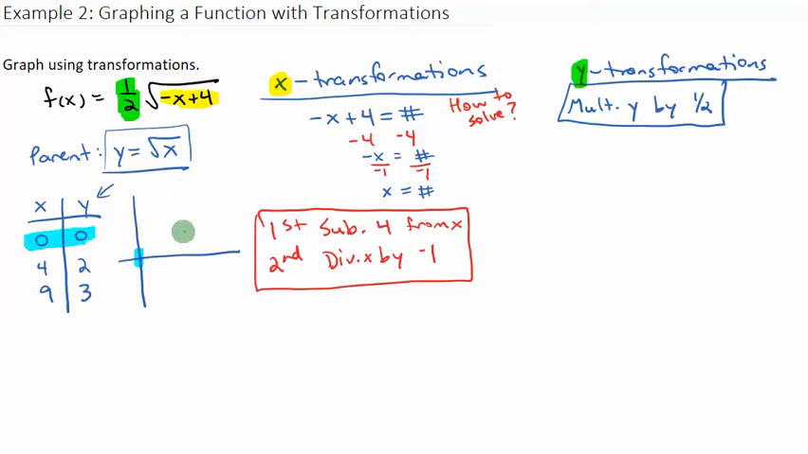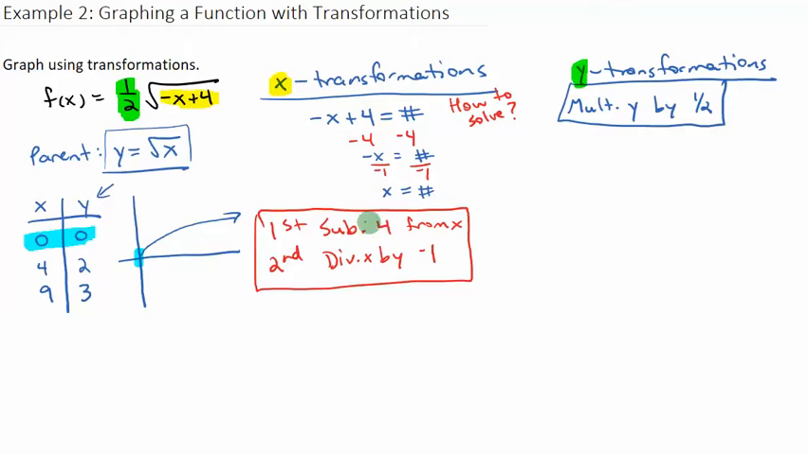4, 2 is over here, and 9, 3 is over here, and you should be familiar with this shape. It sort of starts to flatten out as it moves to the right. It's not a straight line though. Okay, so that's a graph of the parent function, and I only have 3 ordered pairs. You could do as many as you want here, and you could make this graph as precise as you want.